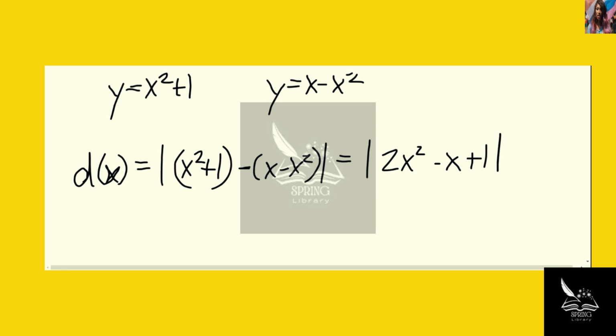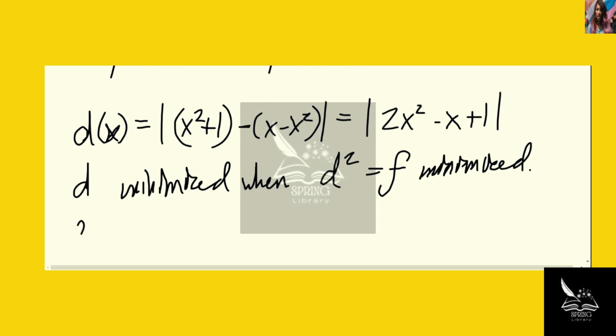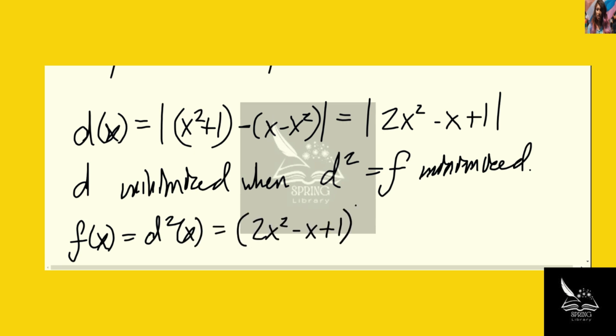Now we know that the distance d is minimized when its square, d squared, which I'll call f, is minimized as well. Now the function f of x, this is d squared of x, which is 2x squared minus x plus 1, squared.